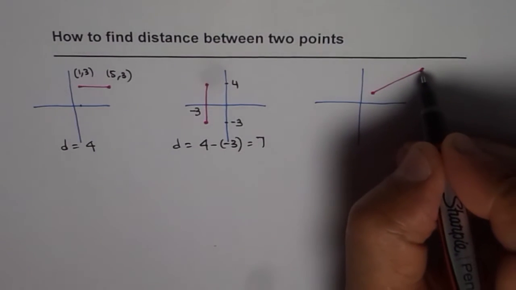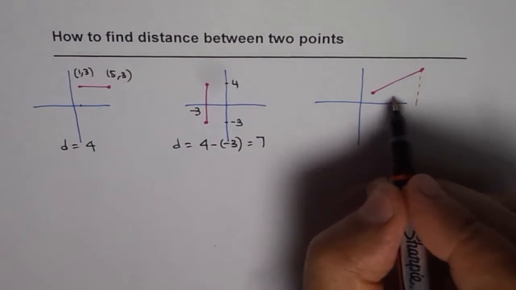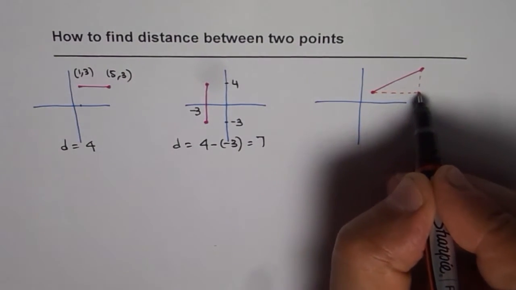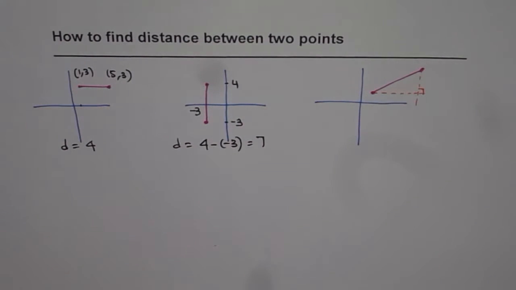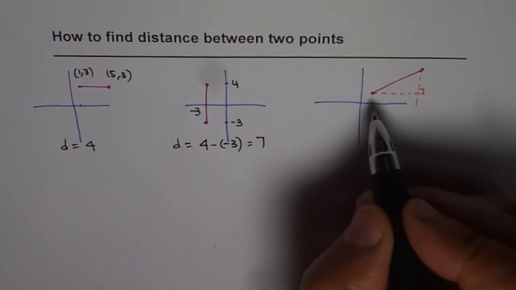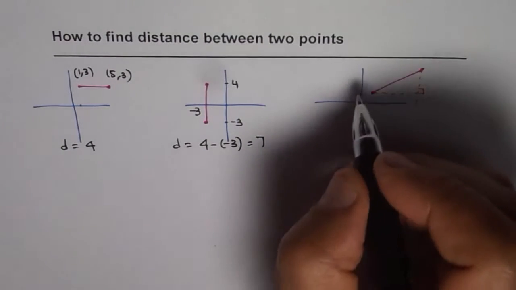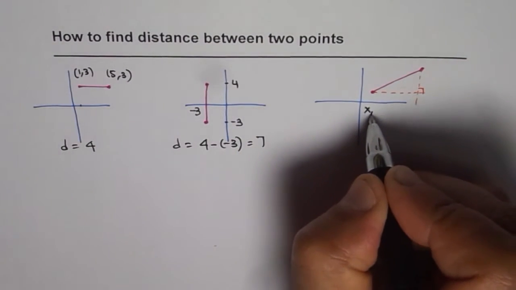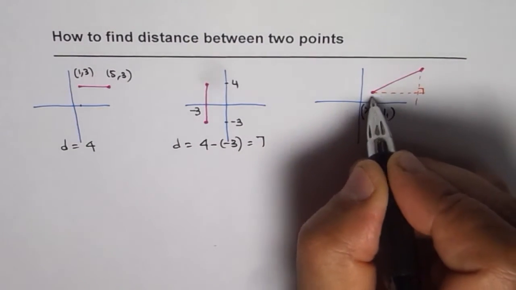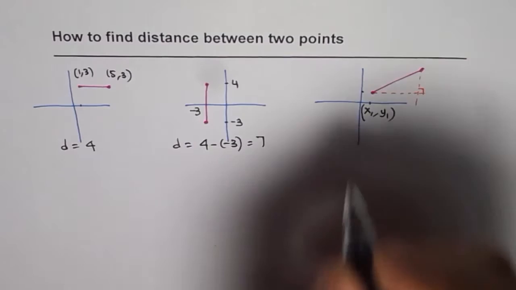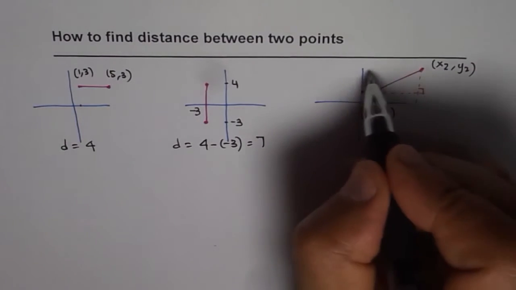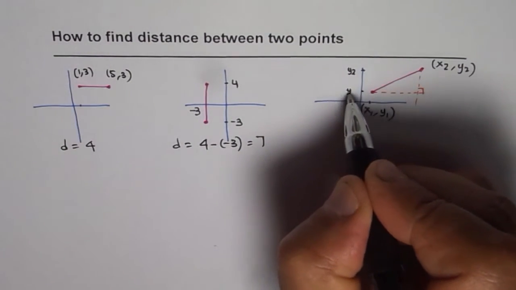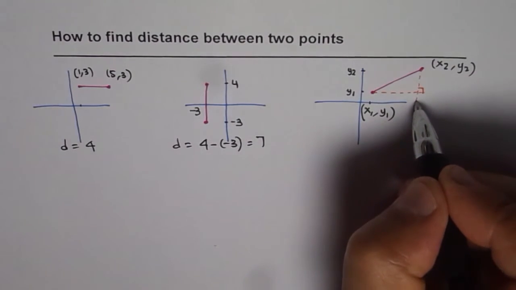To find this distance, let me draw perpendicular, horizontal and vertical. So horizontal from the first point. So that way what happens is we make a triangle. Do you see that? We'll explore this triangle to find the formula for distance. Now let us say this is our first point and the coordinates of these points are, let me write them as x1, y1, right? That means this value is x1, that value is y1, right? That's what it means. And the coordinates of this point are x2, y2. That means this value is y2, we know this value is y1, and here we have x1 and here we have x2.